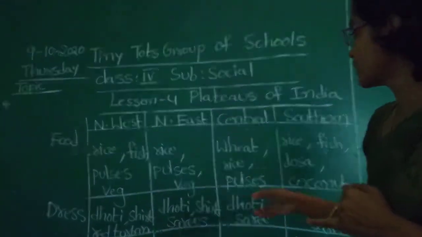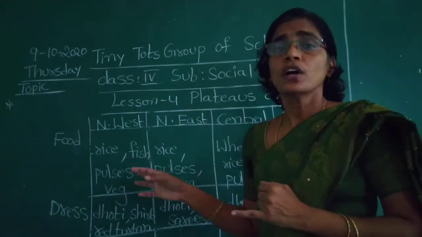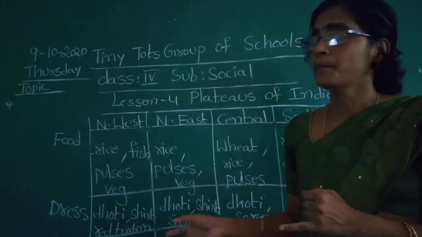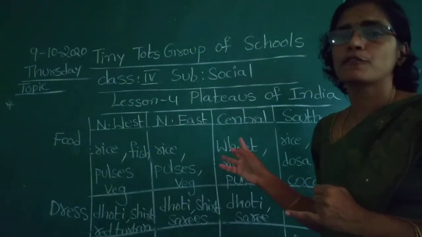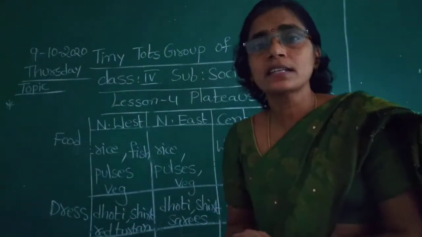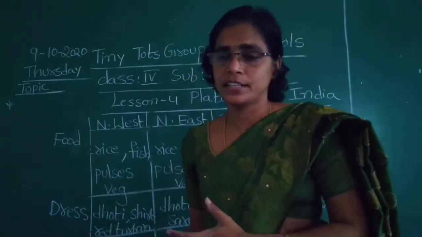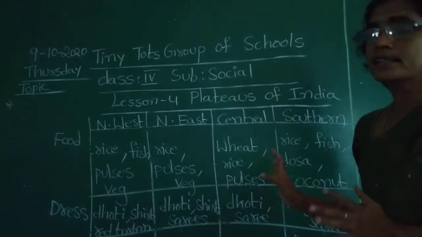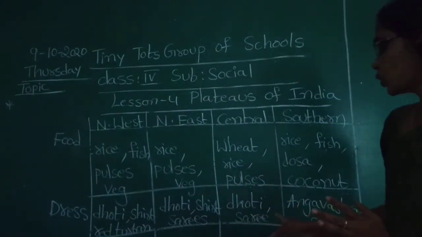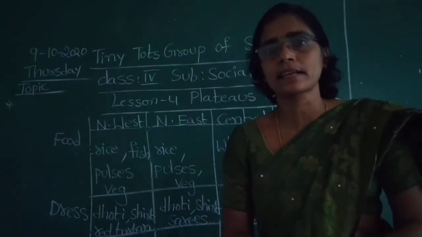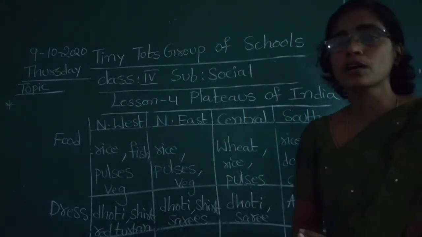Most of the central part is in Madhya Pradesh, so it is called the heart of India. It is filled with forest reserves, so we can see so many types of forests and wildlife sanctuaries here. They are eating wheat, rice and pulses. They are wearing dhoti and sari. This is about the central part of India.